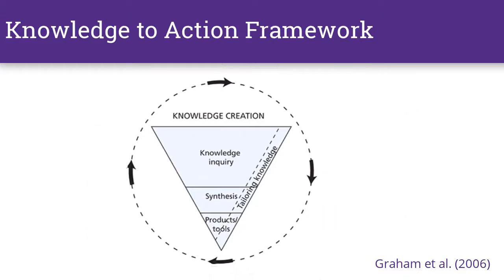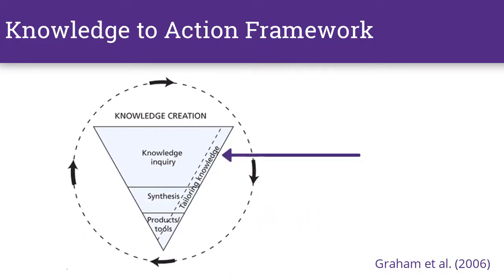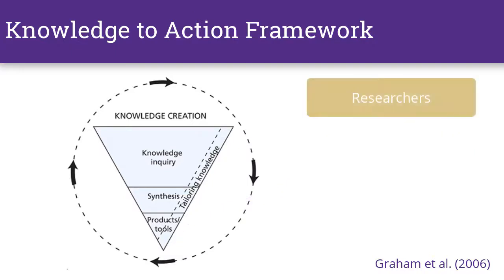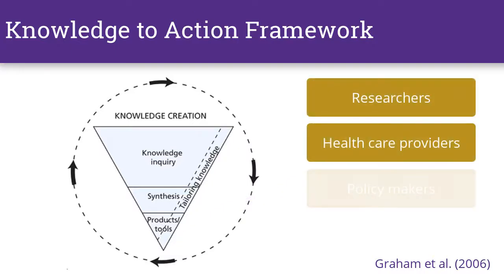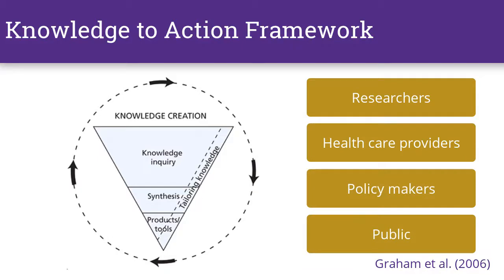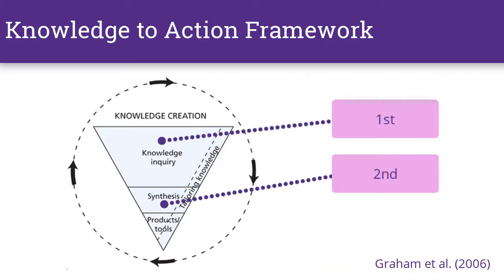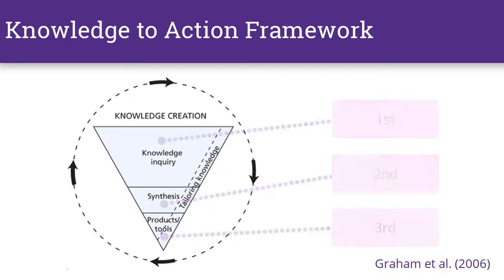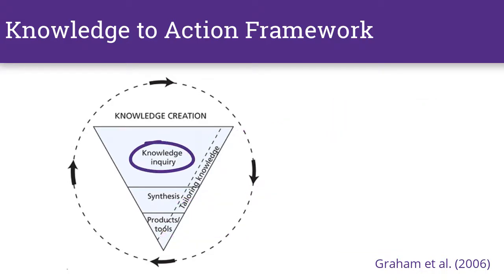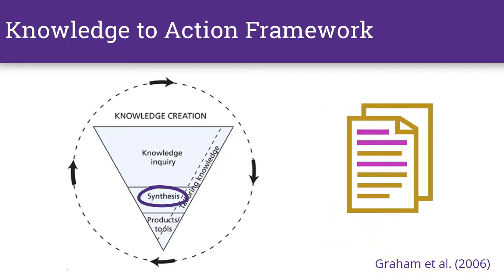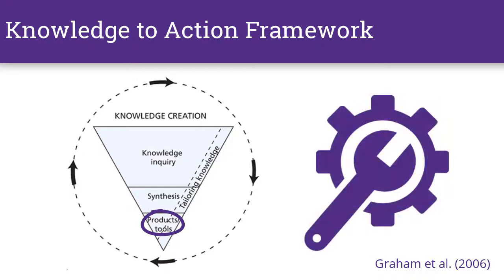It is proposed that at each level of the funnel, knowledge becomes increasingly more useful to end users, including tailoring the knowledge to researchers, healthcare providers, policymakers, and the public throughout each stage. The knowledge funnel is subdivided into first, second, and third generation knowledge. First generation knowledge is primarily derived from research studies. Second generation knowledge involves the synthesis of these findings, and third generation knowledge represents tools and products.